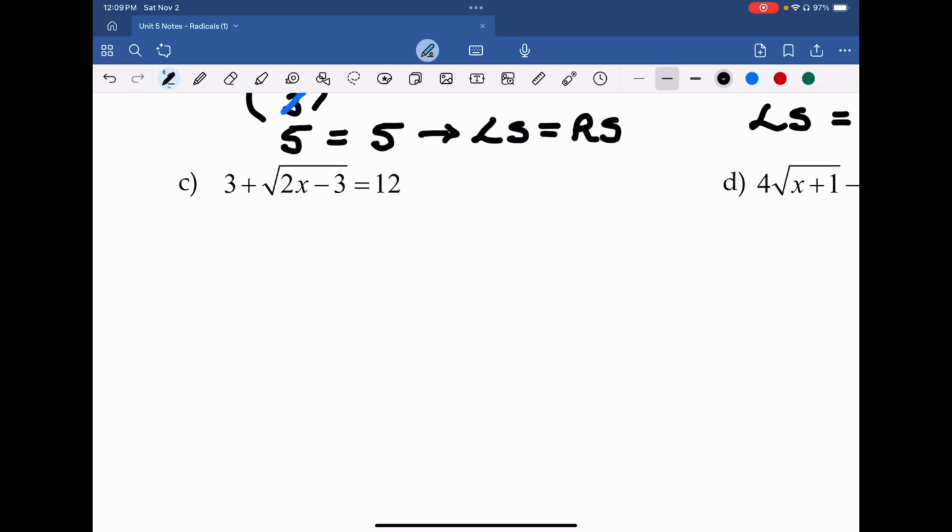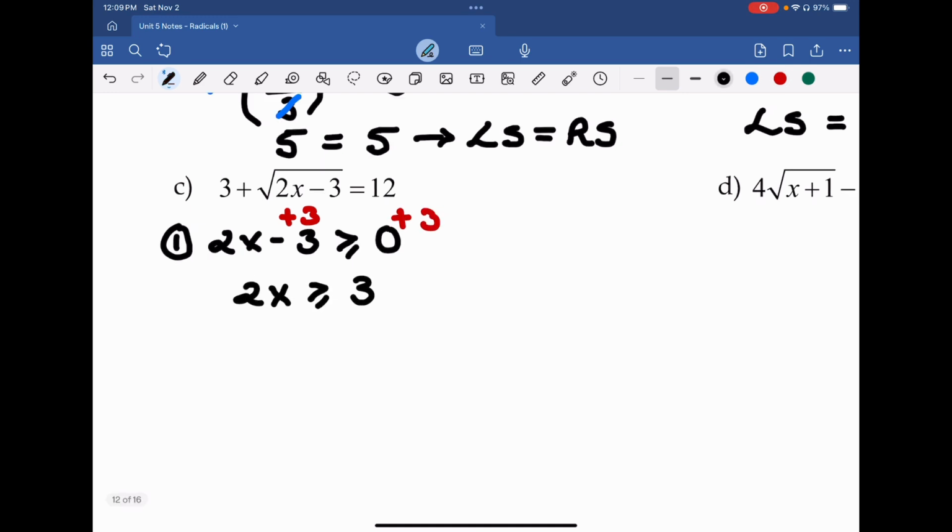Now, I'm going to give you an equation that looks like the following. Again, our first step is always to state what is the restriction on x? The restriction comes from our radicand position because we need a radical that will be greater than or equal to 0. So I'm going to state that 2x minus 3 must be greater than or equal to 0. I'm going to add the 3 across, so let's go plus 3 and plus 3. This is going to give me 2x is greater than or equal to positive 3.